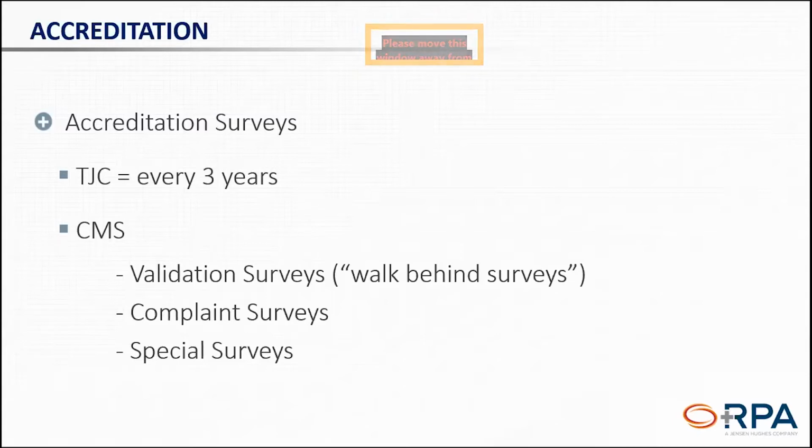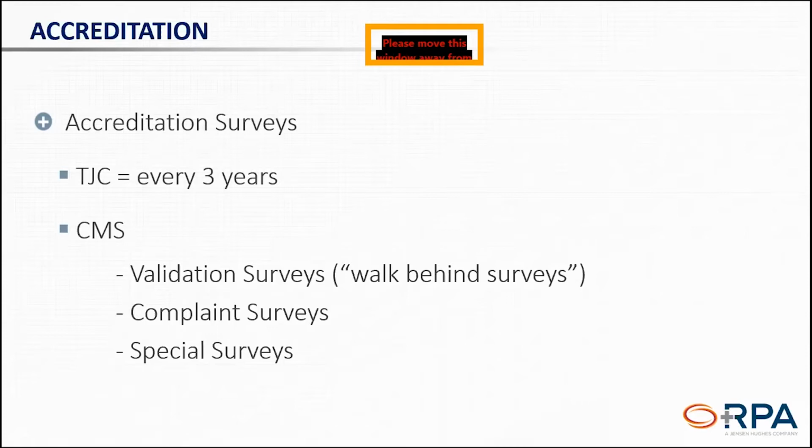CMS will come behind and say, we're just going to do a double check and make sure that the Joint Commission is providing the information and holding it to the standard that we're looking for. There are complaint surveys: if there's some sort of complaint or medical issue that happened, CMS will get involved there. And then there are other special surveys that they conduct. So there are a variety of different reasons why CMS would show up at a given hospital.